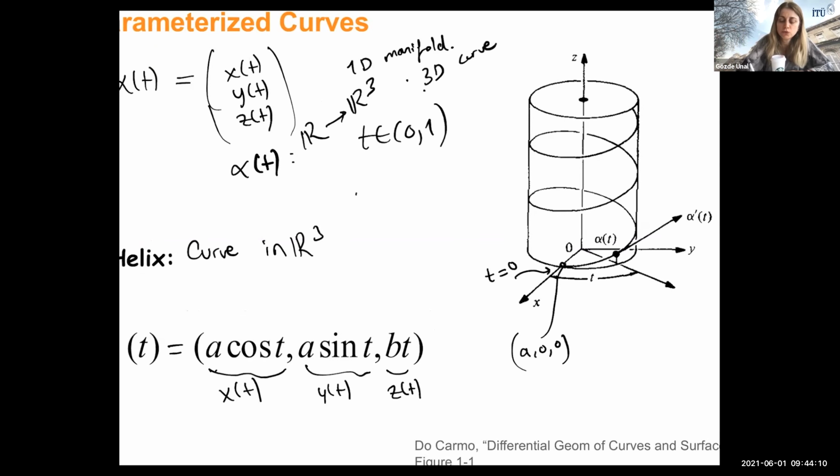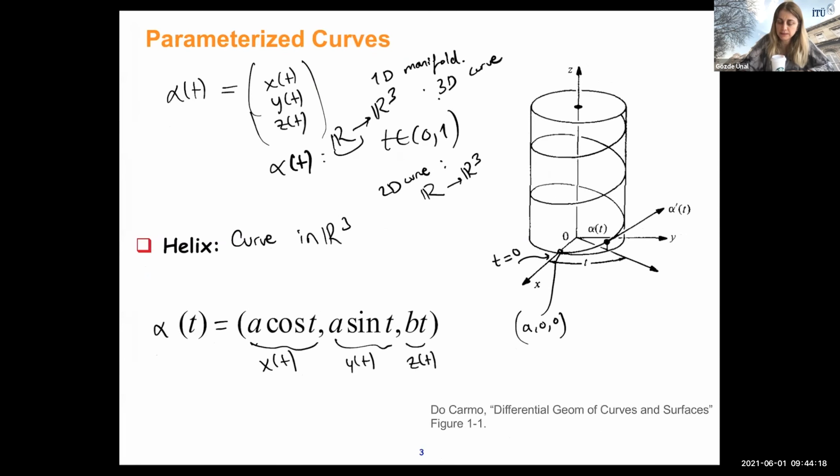Of course, if it's a 2D curve, I would have R to R2, but it's actually not the whole R, it's a range or interval. For instance, I is the 0, 1 interval of the parameter. So it's really actually I to R3 or I to, sorry, R2. But from the real line or an interval on the real line, okay?